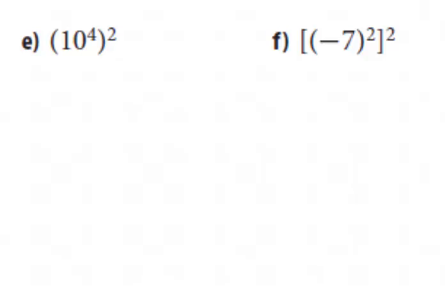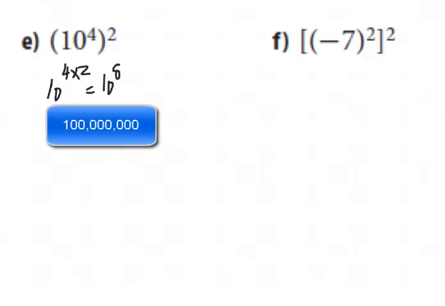The next problem says 10 exponent 4 exponent 2. This is power to the power. So we are going to multiply the exponent. We get 10 exponent 4 times 2, which is 10 exponent 8, which is 1 with 8 0s beside it.